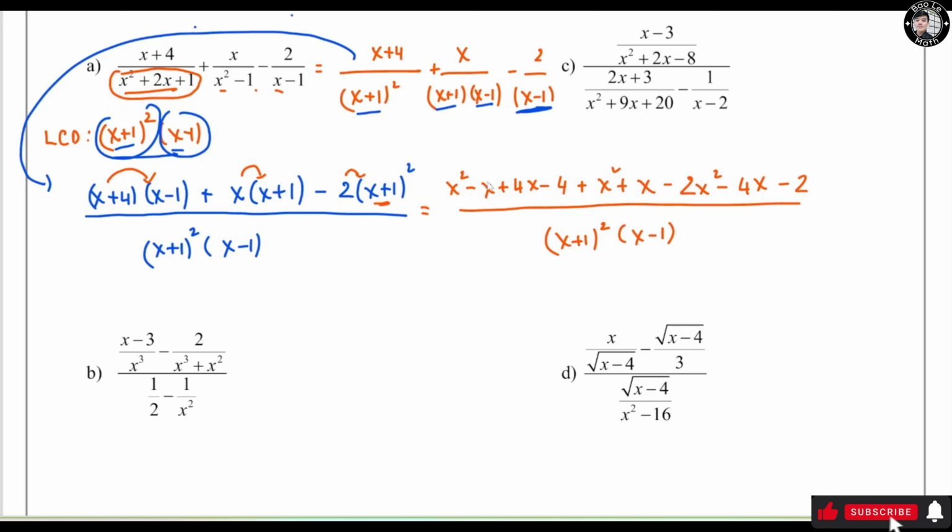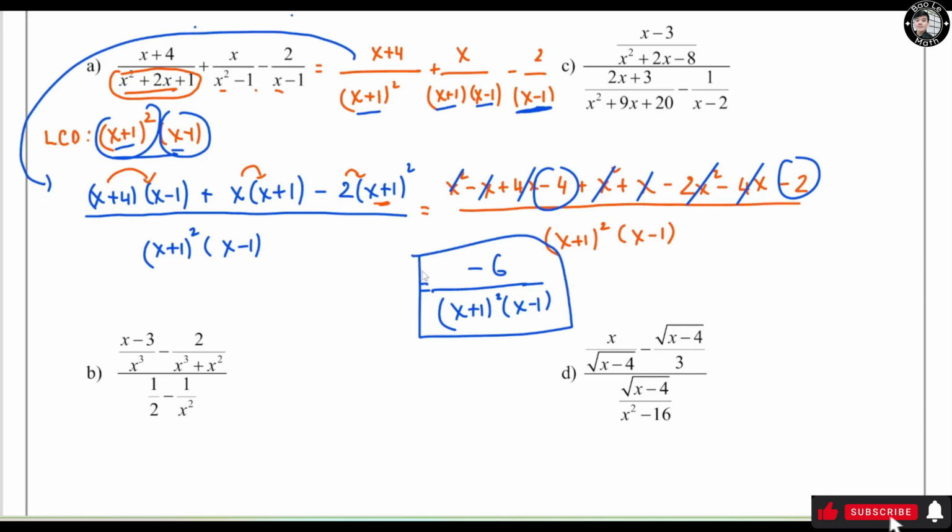We're going to simplify. s squared, it would be 2s squared and negative 2s squared, gone, right? Negative s and s right here, gone. 4s and negative 4s, gone. So you only have negative 4 and negative 2 left on the top, which is negative 6 over s plus 1 altogether squared times s minus 1, right? This one is the final answer for question A.